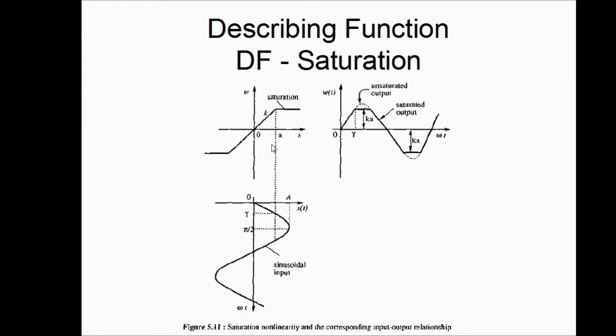So here we look at the saturation example. So a sin omega t is here. The omega t axis is vertically shown. Actually, the axes are tilted so that the graphical procedure for drawing the output is clear.